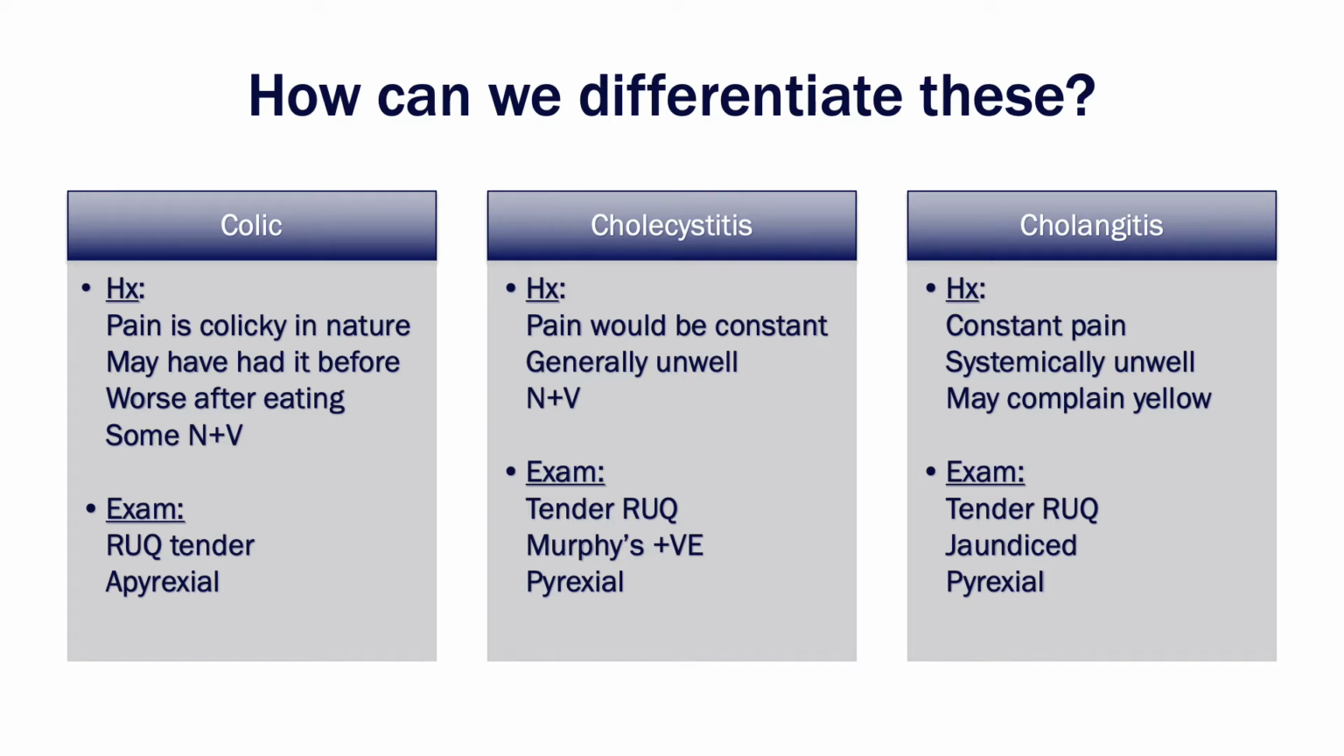Moving on to cholangitis, again, we'll have a history of a constant pain and the patient may be systemically unwell. The patient or a partner may complain that the patient has gone a bit yellow. On examination, again, they'll have a tender right upper quadrant. You may notice that they're jaundiced and they may be pyrexial.